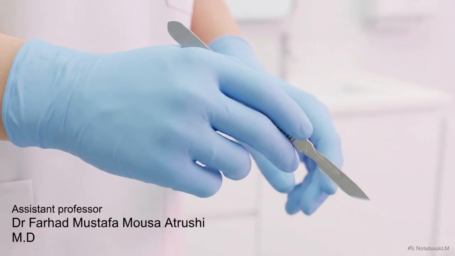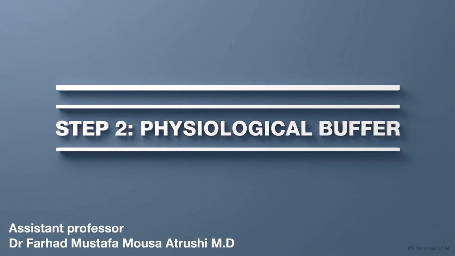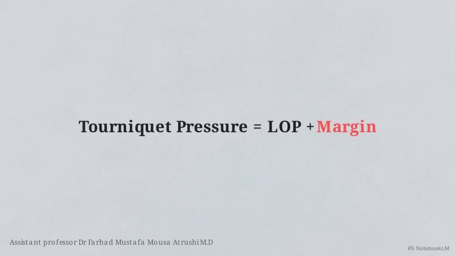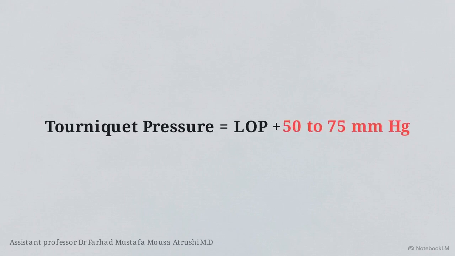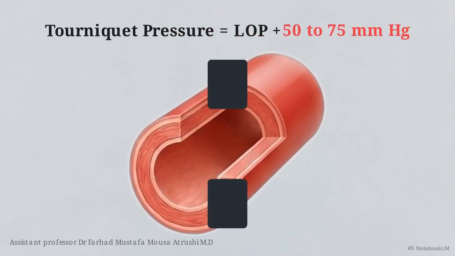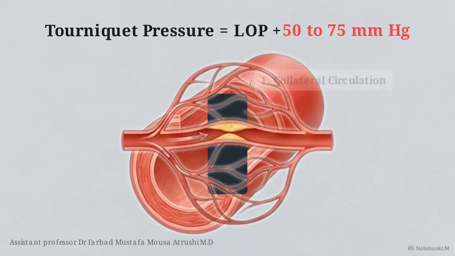Setting the tourniquet exactly at the measured LOP is dangerous during an active surgery because it lacks the capacity to handle physiological fluctuations. This necessity leads us to step 2 of the Reed protocol, applying a safety margin. To calculate the final pressure, the clinician adds a margin of 50 to 75 millimeters of mercury to the baseline LOP. This addition accounts for collateral circulation.